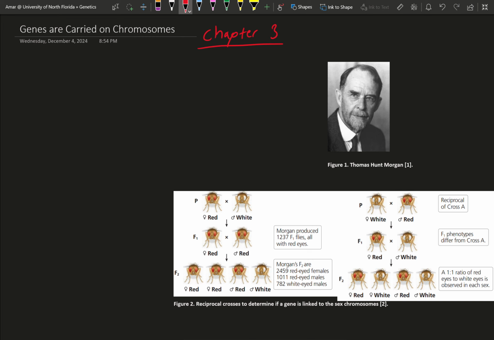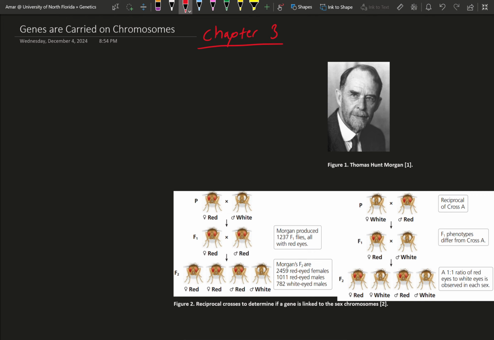Welcome back everyone to chapter 3 of genetics. Today what we're going to go over is essentially how do we figure out where genes are located. So we've already talked about Mendel and his laws of segregation and independent assortment, but he didn't really know where these alleles, or these genes, are located. All he knew was that these genes are being passed on from one generation to another somehow.